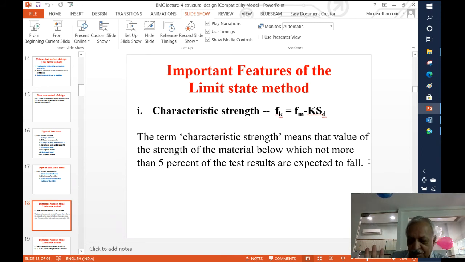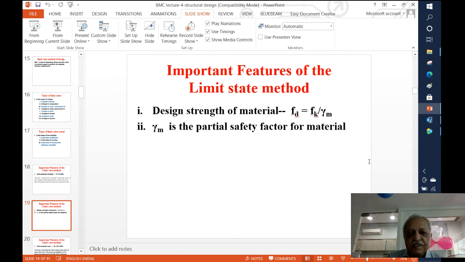Then we say that okay, that is my characteristic strength of the material. So we say that characteristic strength is determined in this way actually at site. Now that is as far as the design strength, the strength is concerned, the strength which is available for the material.